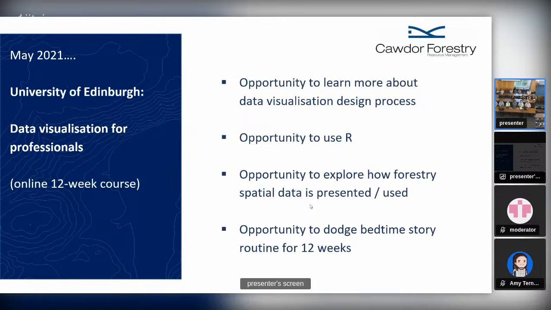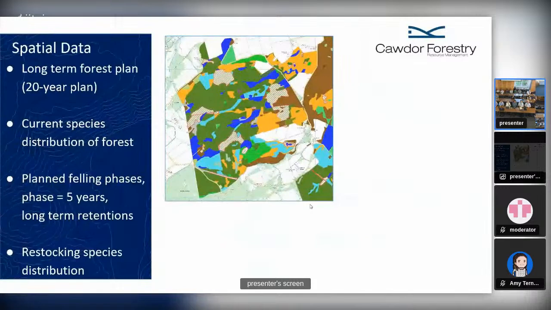And also it was a deadline-driven opportunity to use R because I'd been wanting to look at R for a long time and had never had the correct motivation. So having a deadline focuses the mind on that front. So I work for a forestry consultancy and it was a bring-your-own-data course. So I decided to use long-term forest plan data.